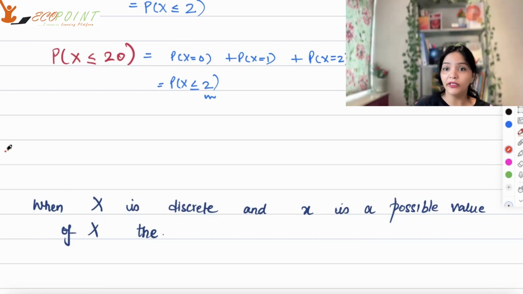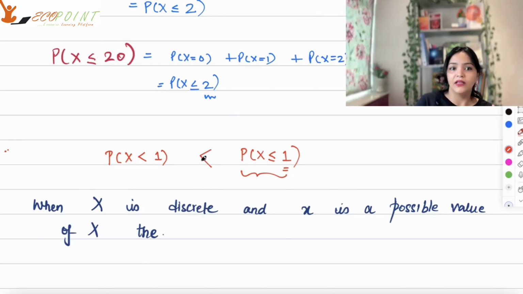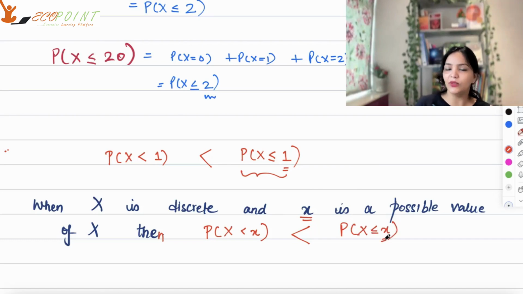Okay. So one important thing that you must have observed in this example is that probability x is strictly less than 1 and probability x is less than or equal to 1, since 1 is a value that x is taking, these two will be different. And how? Probability x is less than or equal to 1 will be higher. Probability x is strictly less than 1 will be lower than probability x is less than or equal to 1 because you're adding up the probability at x equal to 1, and x is taking value 1. So when x is a discrete random variable and x is a possible value that random variable x can take, then probability x is strictly less than x is always strictly lesser than probability x is less than or equal to x because this lowercase x is a value that x is taking. So this probability will automatically turn higher.